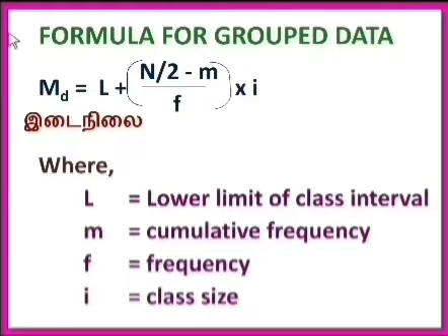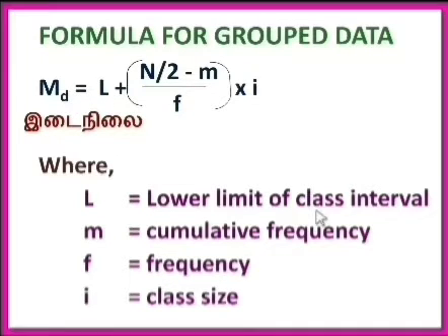Today we are going to learn median using grouped data. The formula for median is L plus (n by 2 minus m) divided by f, into i. Median is denoted by capital M suffix small d.